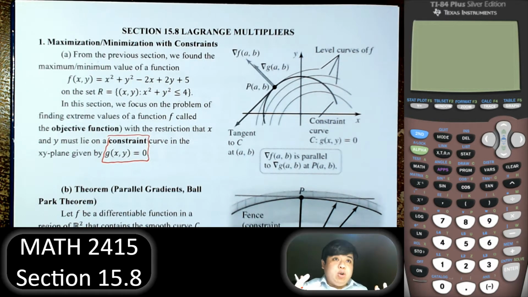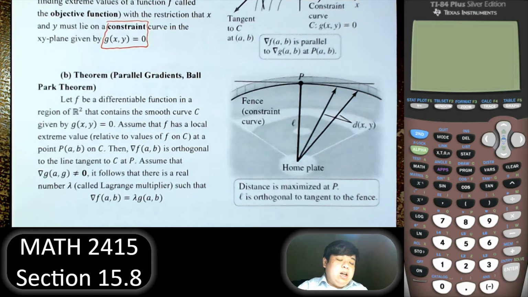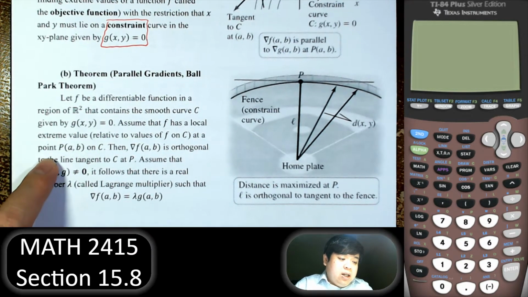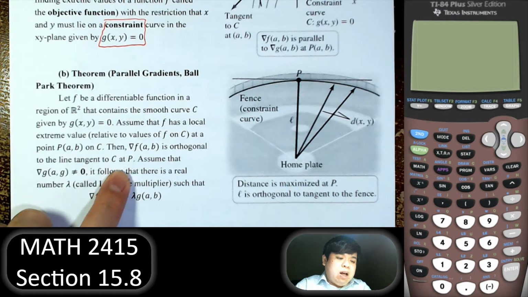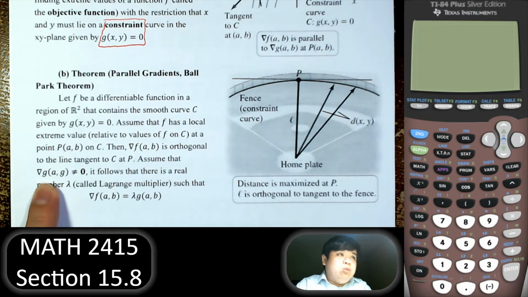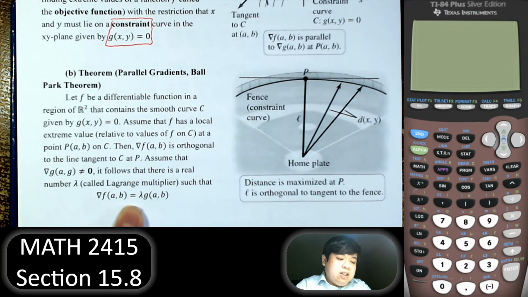So like I said, Lagrange multipliers we use only on the boundary, or from some certain condition like that. Right, the theorem. Let f be a differentiable function in a region containing a curve. Assume that it has a local max or min, local extreme values, at a point. Then the gradient is orthogonal to the line tangent to the curve. We already know that. Assume that the gradient of g is not equal to 0. It follows that there is a real number lambda that satisfies this condition.